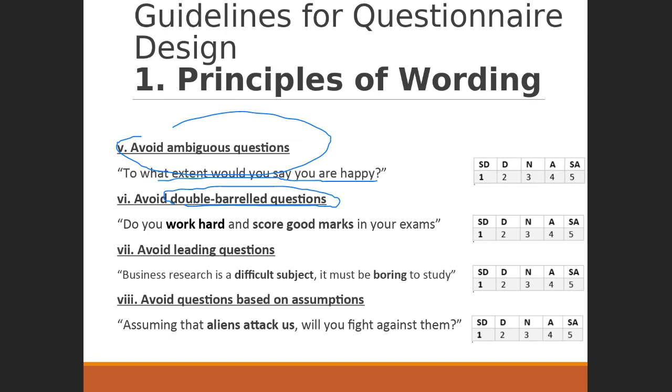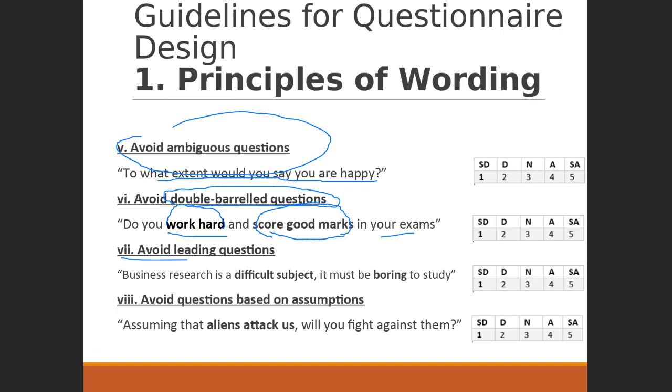Double-barreled questions are those statements which have two questions incorporated into a single statement, like: you work hard and score good marks in your exams. Now, working hard is one thing, scoring good marks is another thing. You cannot mix them together. So if you want to ask this, do you work hard and score good marks, you need to divide them into two questions. The first would be related to the hard work, and the second would be related to the good marks. Okay.